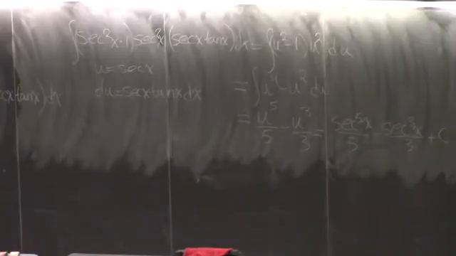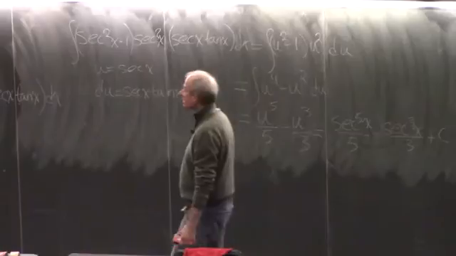So far, so good? So how do I know to do that? Well, as I said, I don't see secant squared, I see secant cubed. And that tells me that I can take out a secant and a tangent.